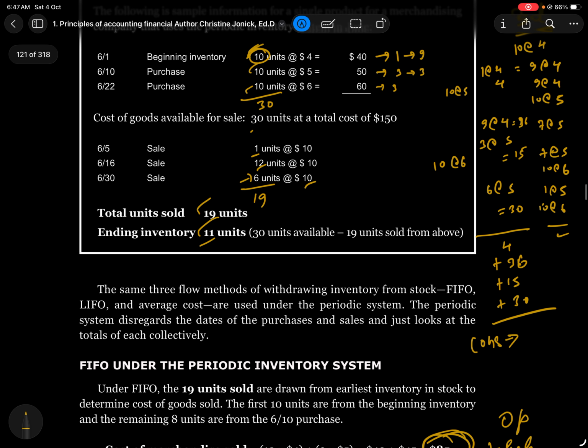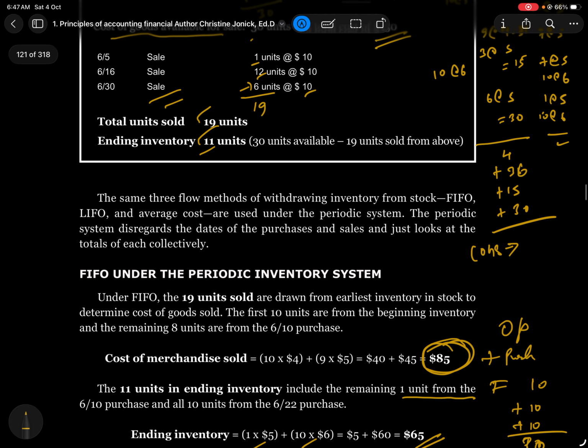And you can calculate the cost as well. So this is goods available for sale. These are the sold quantity. All right.